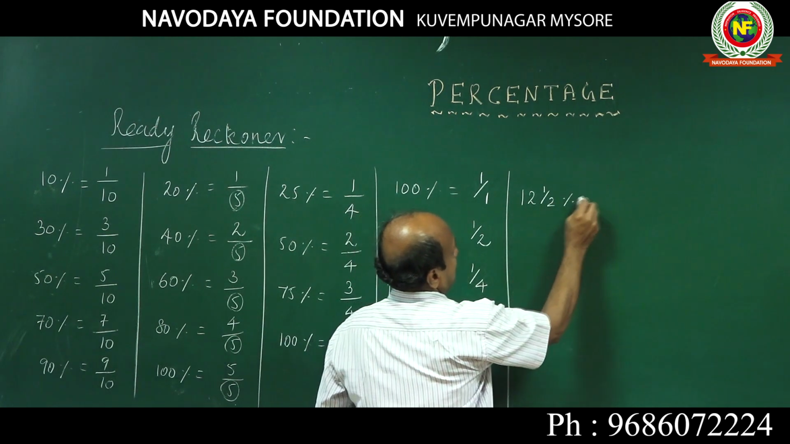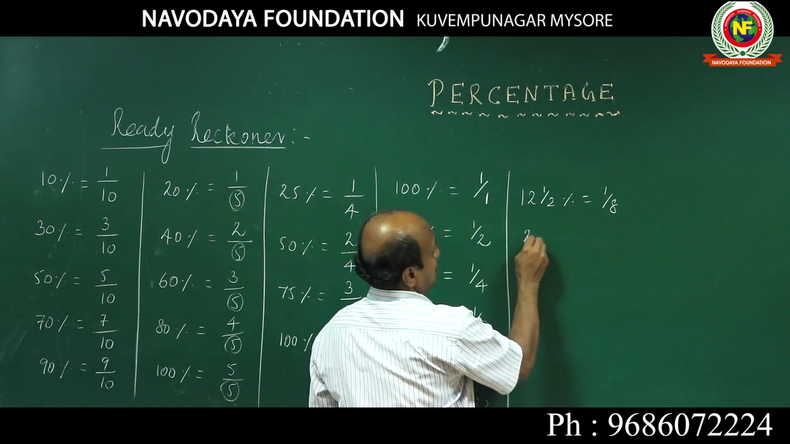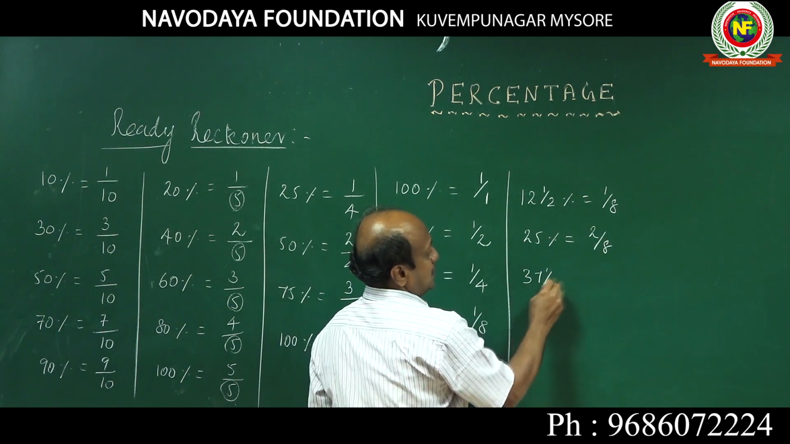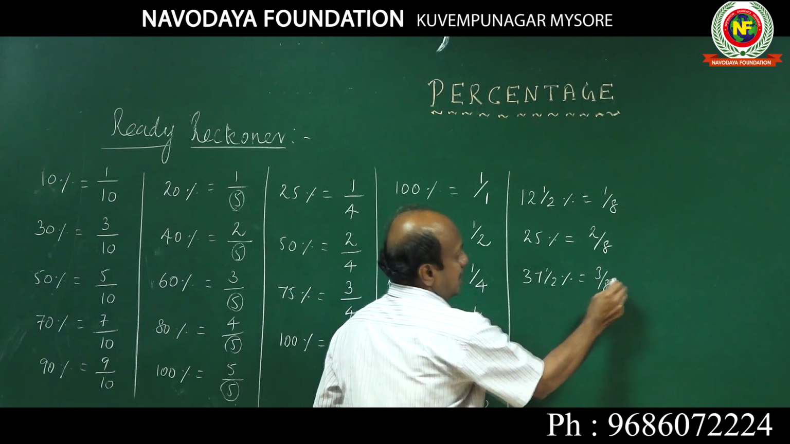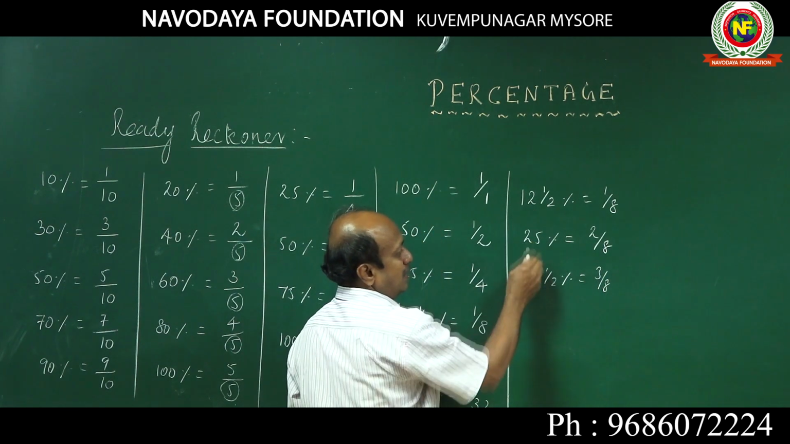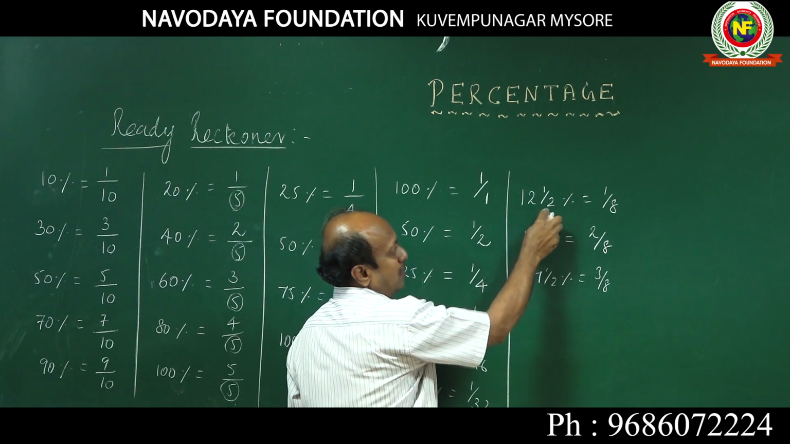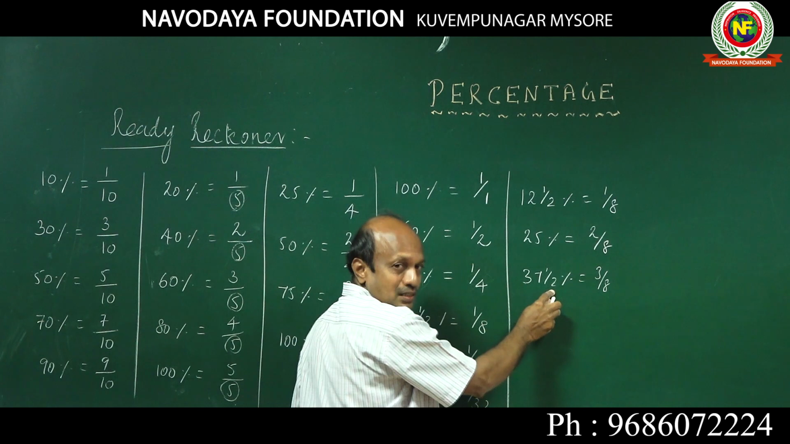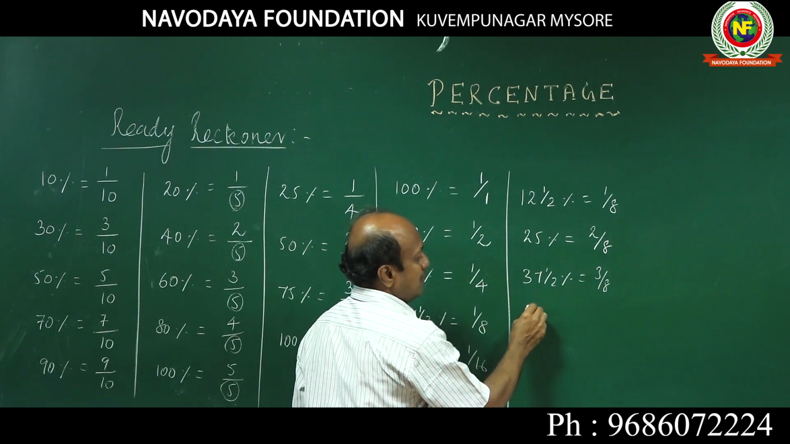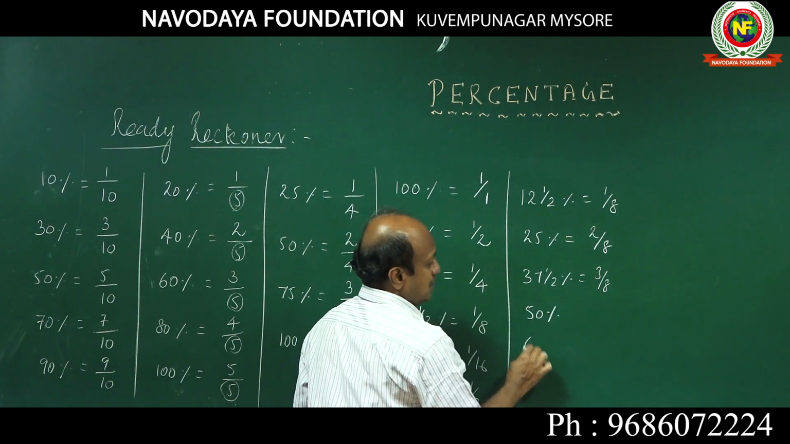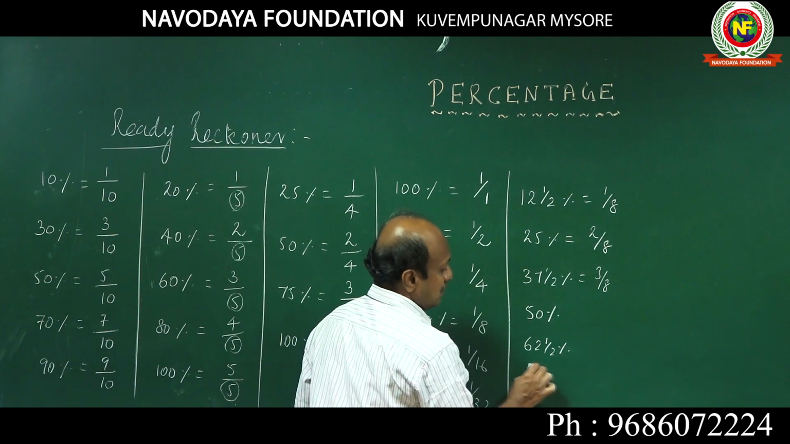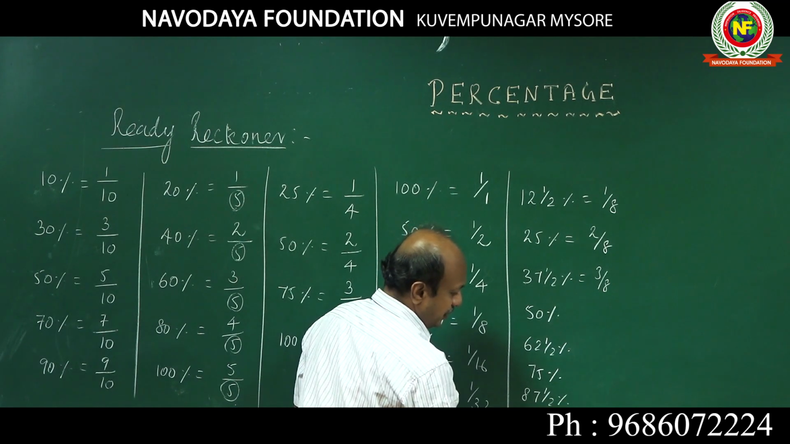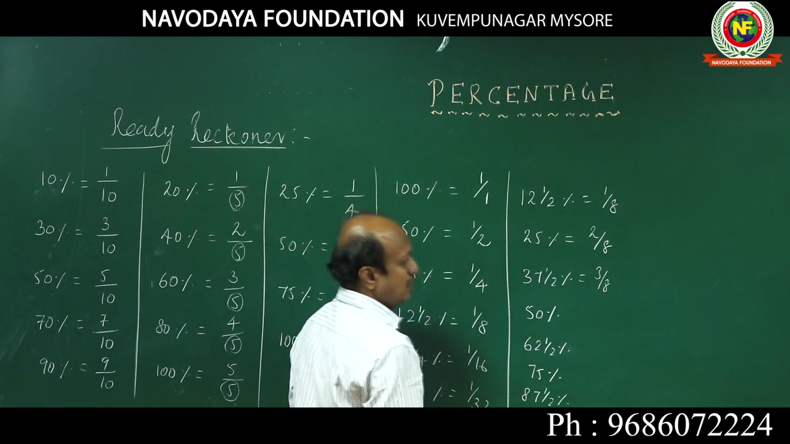12.5 percentage is nothing but 1 by 8. 25 percentage is nothing but 2 by 8. 37.5 percentage is 3 by 8. Next one, 12.5, I am going on increasing. 12.5 plus 12.5 is nothing but 25. 25 plus 12.5 is 37.5. 37.5 plus 12.5 is 50 percentage. Next one is 62.5 percentage, 75 percentage, 87.5 percentage, and of course the last one is 100 percentage.